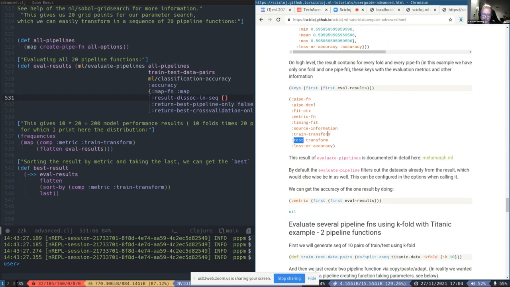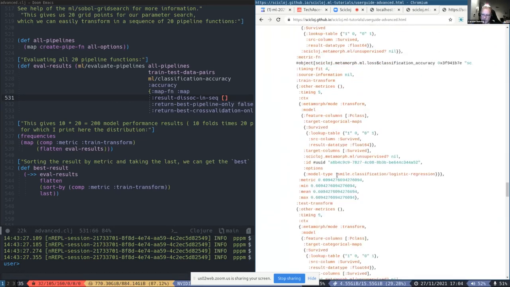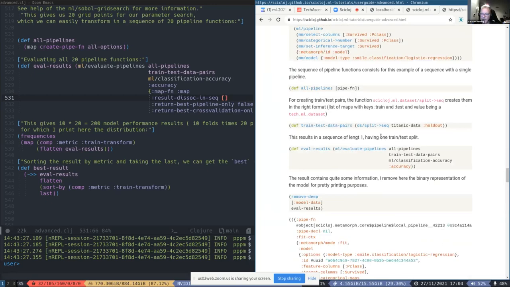This is of course now standardized. This will not change. This is basically the API of this function, the information you get out of it. Later on, we print a little bit of the key information. For example, one of the key pieces of information we get out is the matrix. And you see here this nested structure. The evaluation result is a nested sequence, a sequence of a sequence. So we take the first, then the first of that, and then we ask it for the matrix. In this case, both sequences were of length one.